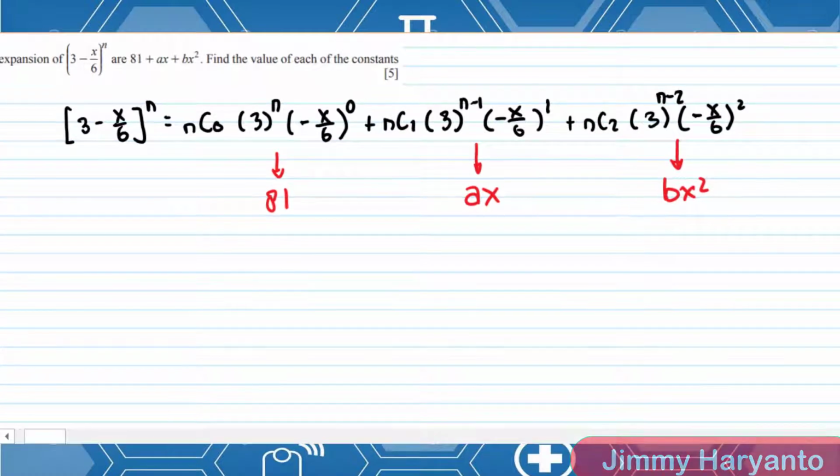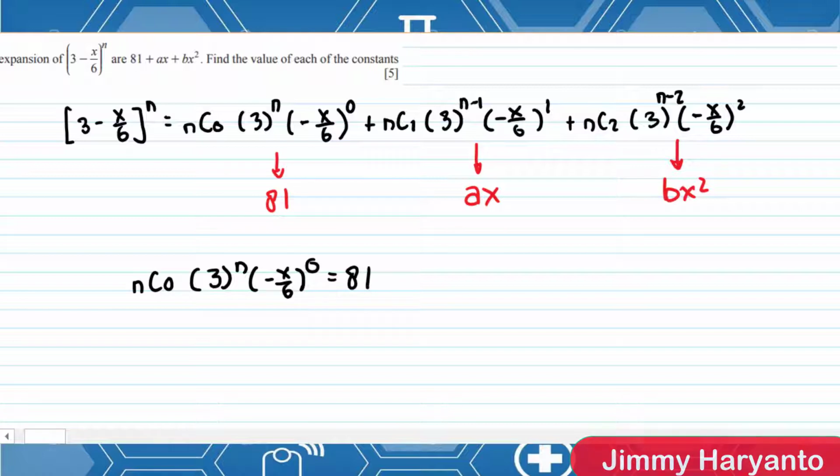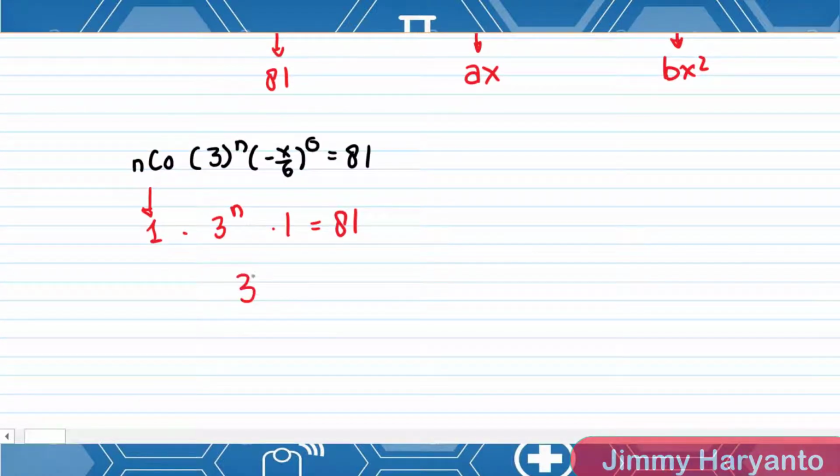Therefore, we can find n from the first one. The first one is nC0 times 3 to the power of n times negative x over 6 to the power of 0 equals 81. This one equals 1, this one equals 3 to the power of n, and this one equals, not 0, it's 1, sorry, equals 81. Therefore we will get 3 to the power of 4, n equals 4.